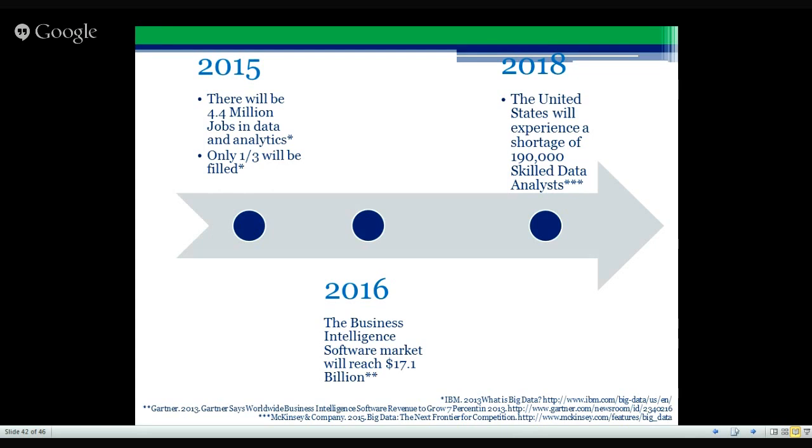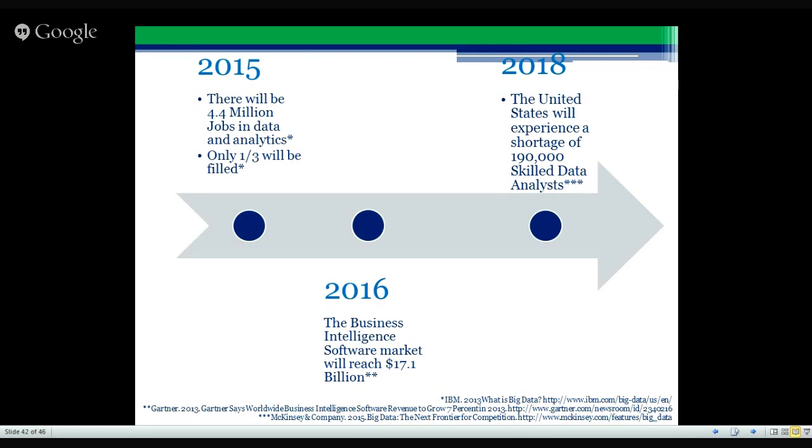2015, there were 4.4 million jobs in data and analytics. Only 1/3 was filled. And then finally, in 2018, the U.S. will experience a shortage of 190,000 skilled data analyst jobs. And this is just the analytics side of it, but we're not even talking about the digital marketing. Digital really is the foundation of data analysis and capturing all the data.